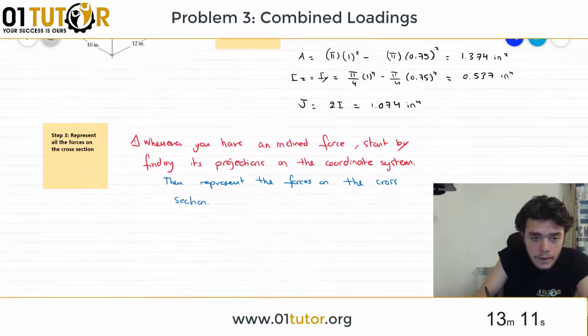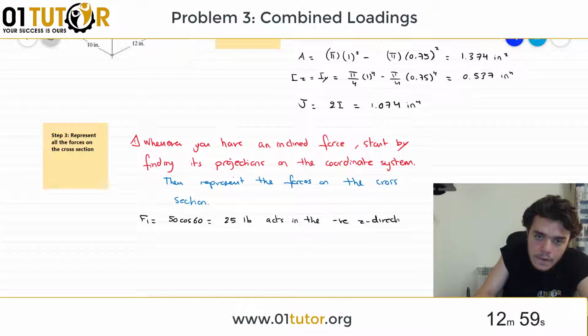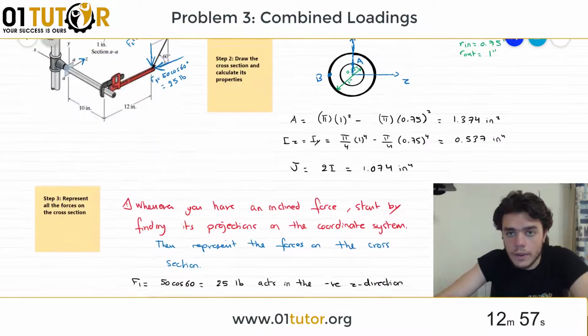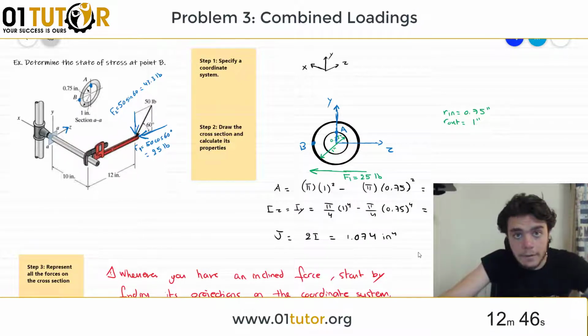So I'm going to write in here that F1, which is equal to 50 cosine 60, which is equal to 25 pounds, acts in the negative Z direction. So we go to the figure in here and we represent the force F1 like this. F1 is equal to 25 pounds in the negative Z direction. Right?